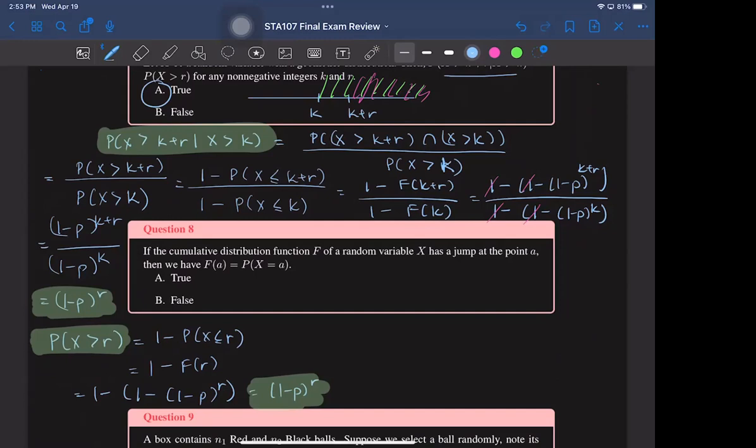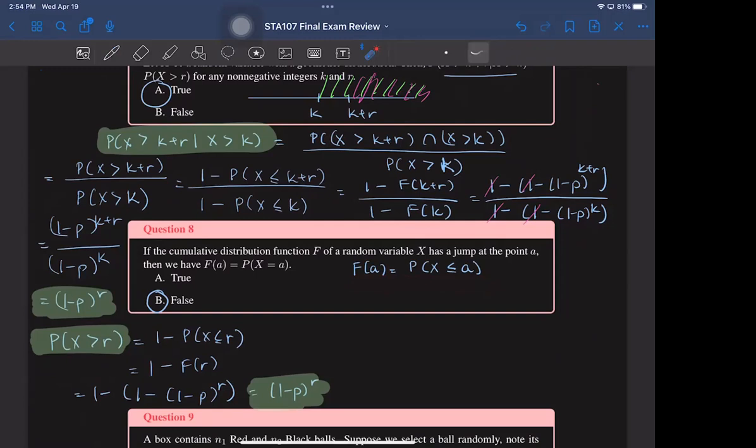Okay, I have 3 people vote for true and 4 people vote for false. The correct answer here is false. Okay, I see in the chat someone else put false as well. Can you explain? The correct relation is F of a equal to probability X is less than or equal to a. That is correct. This expression always holds because it is the definition for F of a.